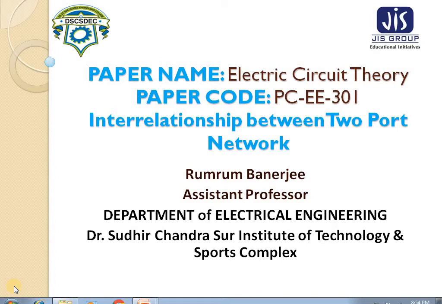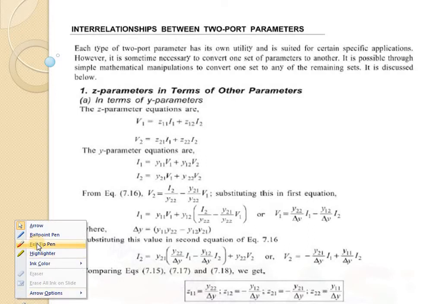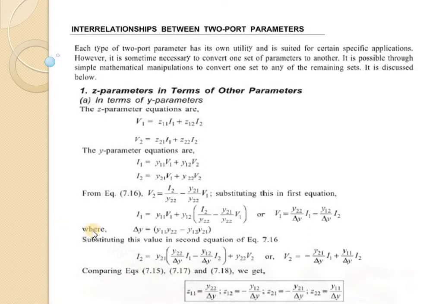That means the relationship between Z parameter with Y parameters, or Z parameter with ABCD parameters, or ABCD parameter with Y parameters. This kind of relationship we will see through this lecture. So let us start with the interrelationship between two-port network. Now we will see how this interrelationship can be built in case of two-port network.